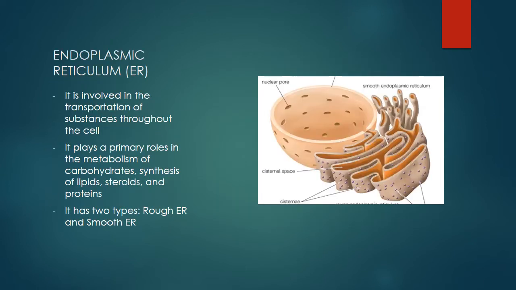Endoplasmic reticulum, or ER. It is involved in the transportation of substances throughout the cell. It also plays a primary role in the metabolism of carbohydrates and the synthesis of lipids, steroids, and proteins. Inside eukaryotic cells, the endoplasmic reticulum is responsible for making and packaging proteins and lipids to send around the cell, much like the assembly line in a factory. It can either be smooth or rough, and in general, its function is to produce proteins for the rest of the cell to function.